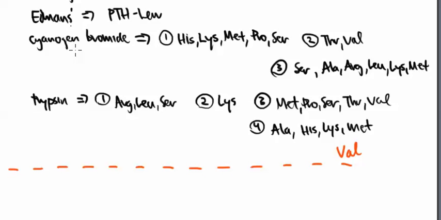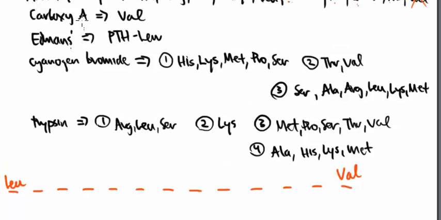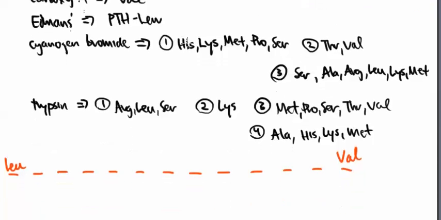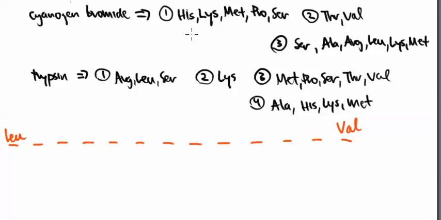In the next one, it says Edman's reagent. Edman's reagent is PTH leucine. So that means the very first amino acid in this chain was leucine. So Edman's will tell me the first amino acid, and Leu goes there. Up at the very top, in the acid hydrolysis, I find leucine. There was only one of those, so I can cross it out. I've taken care of it. So there's carboxypeptidase A and Edman's.